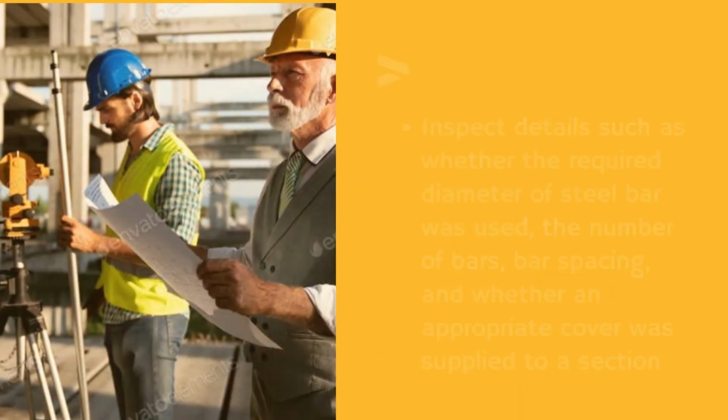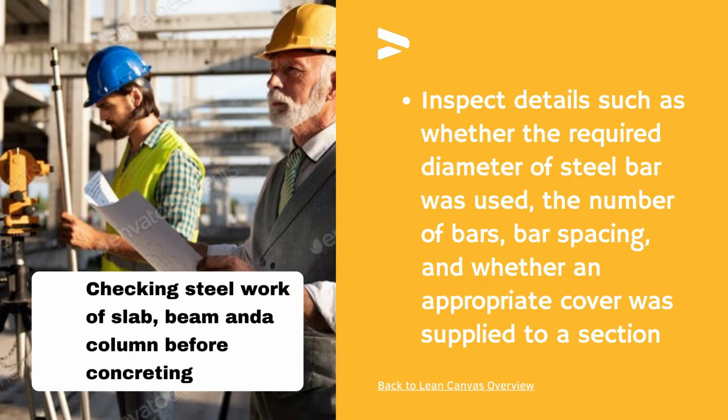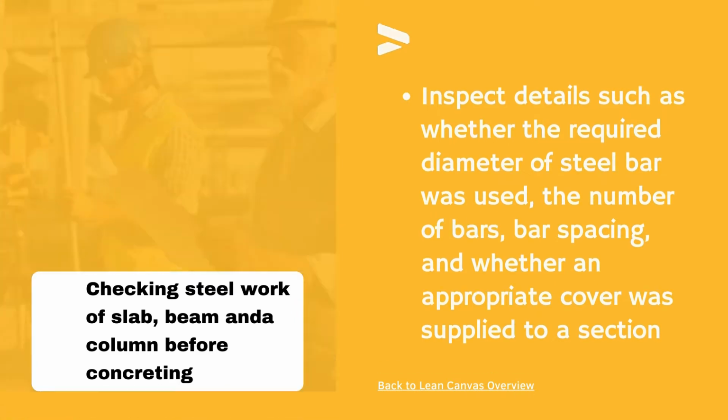Checking steel work of slab, beam and column before concreting. Before any concrete is poured, the civil engineer must inspect the steel that has been installed. Checking the steel used in the slab, column and beam. The civil engineer must inspect details such as whether the required diameter of steel bar was used, the number of bars, the spacing and whether an appropriate cover was supplied to a section.